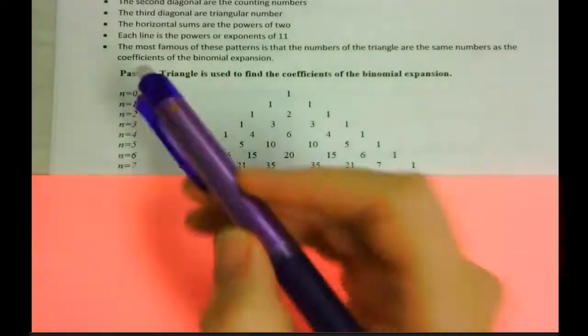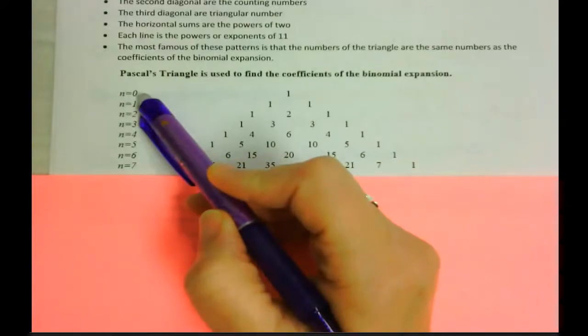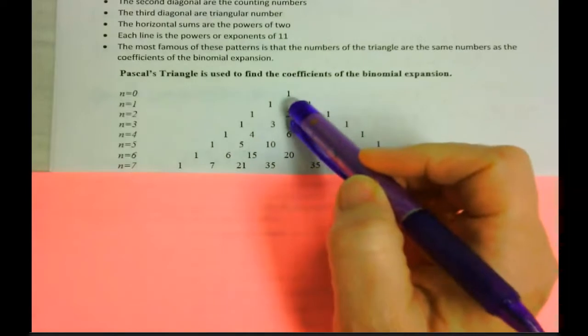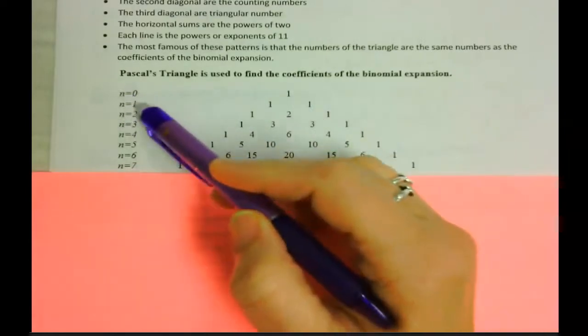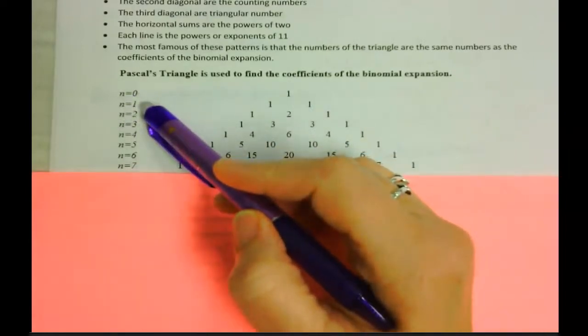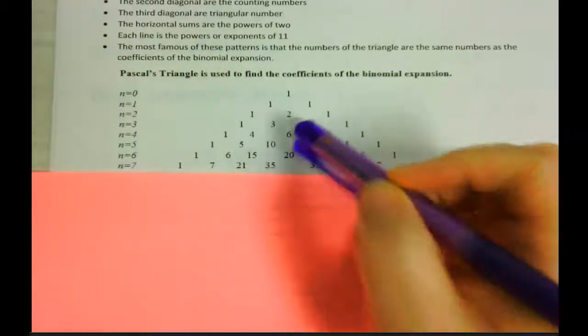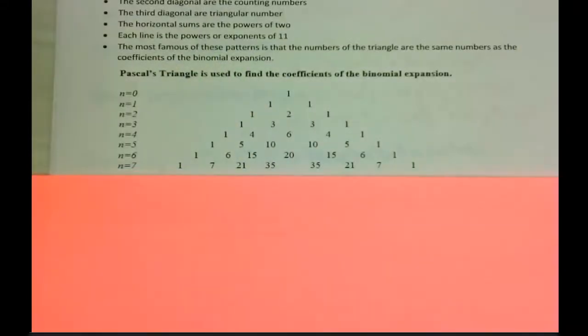A few words of caution: know that the top row here is the n equals 0 row, not n equals 1, because anything to the 0 power gives us that 1 right here. If this were a power of 1, that would mean the binomial to the power of 1, which is just going to have coefficients of 1 and 1. Okay, so that's what that looks like.